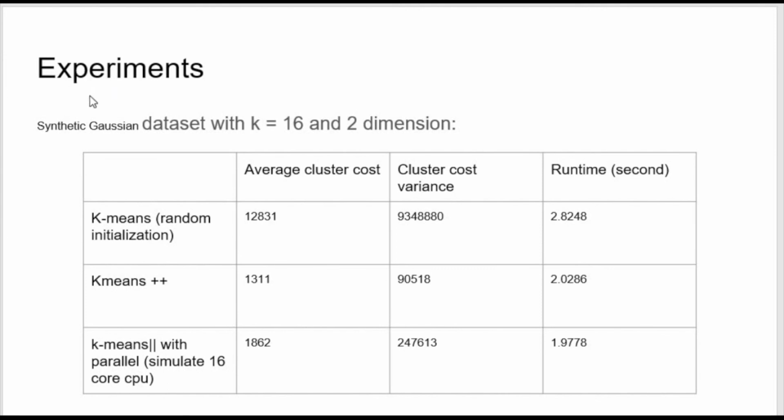Now we look at the experiment done on a synthetic Gaussian dataset with 16 clusters and 2 dimensions. K-means parallel on this dataset doesn't do as well as on the real-world dataset. As you can see over here, the average cluster cost and cluster cost variance are still much better than k-means with random initialization, and on par with k-means plus plus performance. And more importantly, the runtime is still faster than k-means plus plus. As I said before, as the dataset becomes larger, the runtime improvement will become more significant.